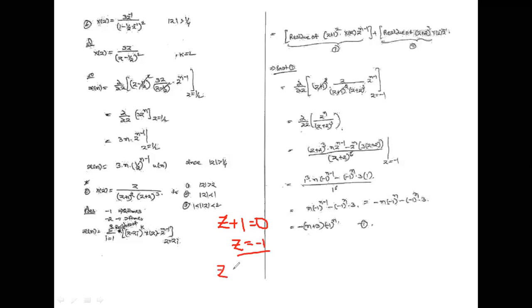And z plus 2 is equal to 0, so z is equal to minus 2. Z is equal to minus 1 appears 2 times because it has the power 2, and z is equal to minus 2 appears 3 times because its power is 3.